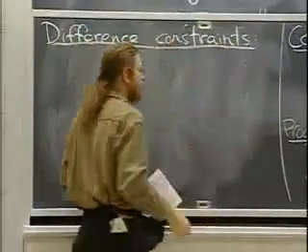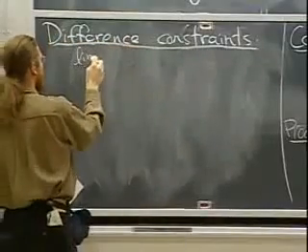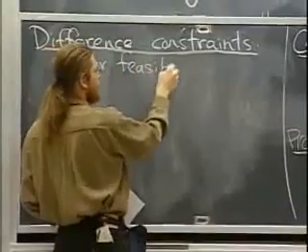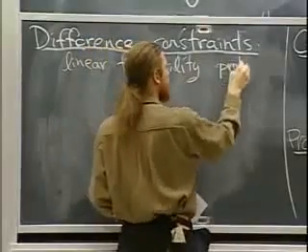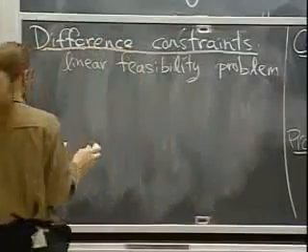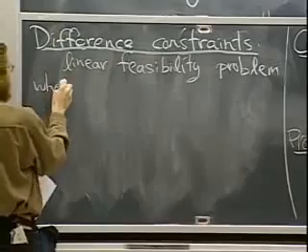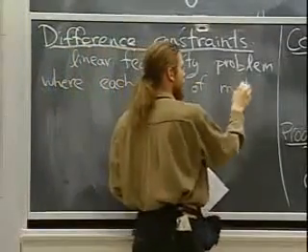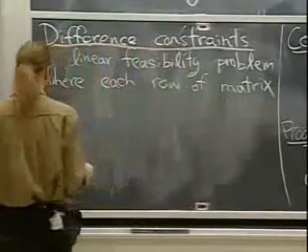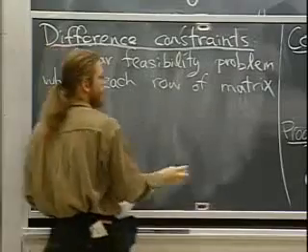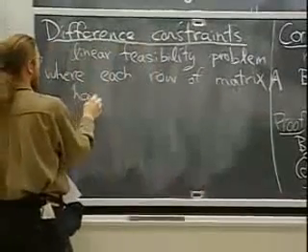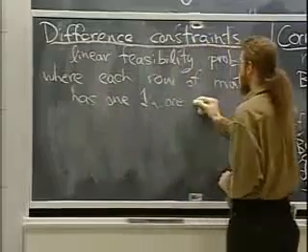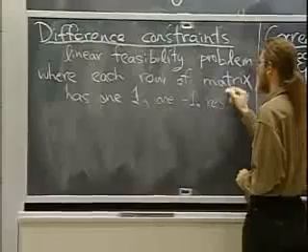And if all this seemed a bit abstract so far, we'll now ground ourselves a little bit. So a system of difference constraints is a linear feasibility problem. So it's an LP where there's no objective. And it's with a restriction, where each row of the matrix, so the matrix A, has one, and it has one minus one, and everything else in the row is zero.